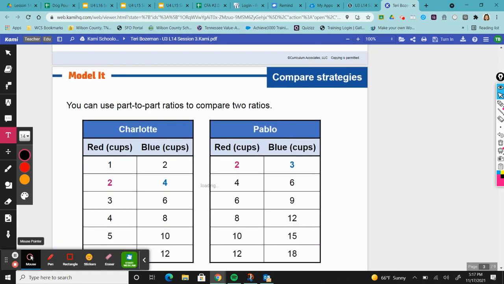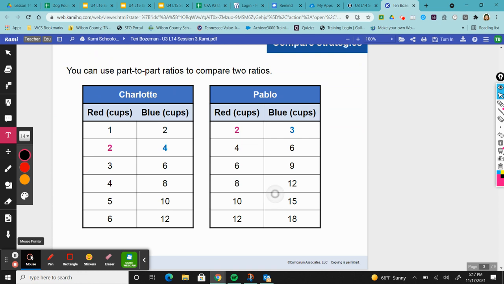All right. So there's 2 strategies that your curriculum suggests. Okay. You can use part-to-part ratios to compare the 2 ratios. So right now, Charlotte's ratio of red to blue was 1 to 2. Pablo's ratio of red to blue was 2 to 3.